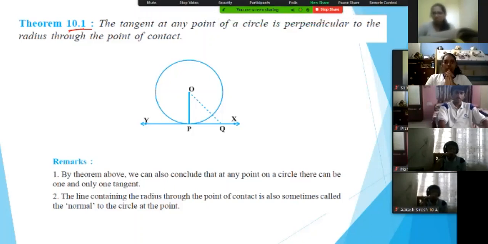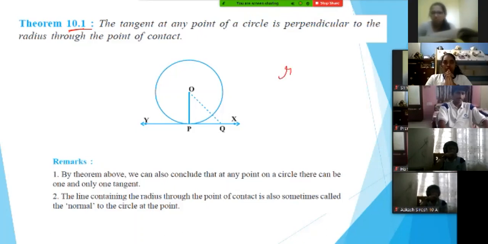Fine. That means what is it that we need to prove now? We need to prove that radius OP is perpendicular to what? To XY, the tangent. The radius is always perpendicular to the tangent. Now, if you see here, what is OP? OP is the radius. We have to prove this, so I'm not marking anything there.